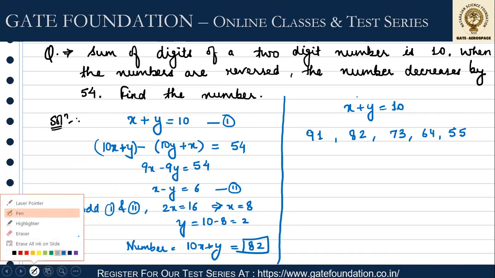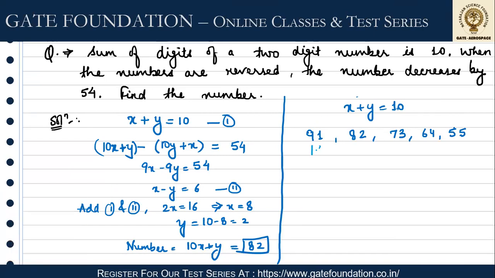Now the second thing is, what if I reverse the numbers? In this case I get 19, in this case I get 28, in this case I get 37, in this case I get 46, and in this case I get 55. Now I will be finding out the difference. For the correct answer, the difference should be 54. See, the first one will become 0, so there is no point finding this out at all.